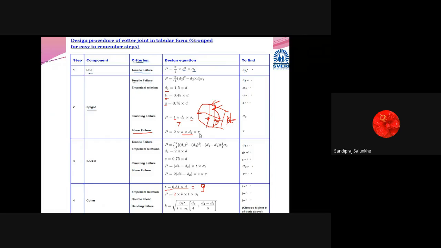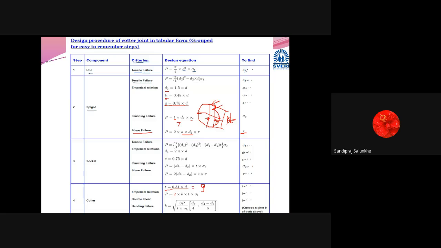Multiplied by the shear stress value, the design shear stress value, is equal to the P which we have calculated. Now, from this formula also, we have already calculated D2. Tau you know, P you know. You can cross-check whether this A, which you have calculated from this formula, is less than the value we have calculated already. If so, then that component is safe in shear, by means of the shear failure criteria.